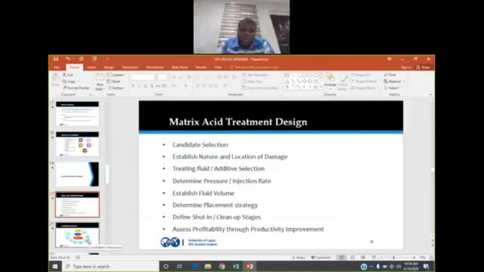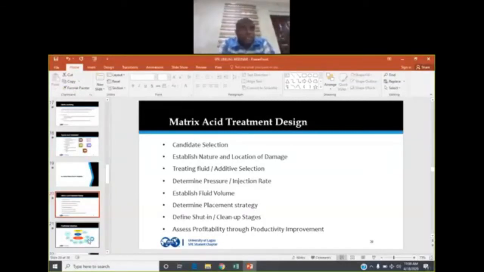When you stimulate the wrong well, you always have the wrong results. So one of the things that you want to ensure is that you stimulate the right well. You identify that the well actually has formation damage. This is very key. Because if you stimulate a well that does not have formation damage, the impairment to production will come from various sources. It could come from maybe somebody did a slickline job and then he lost a tool in the hole, which has created additional pressure drop within the tubing.